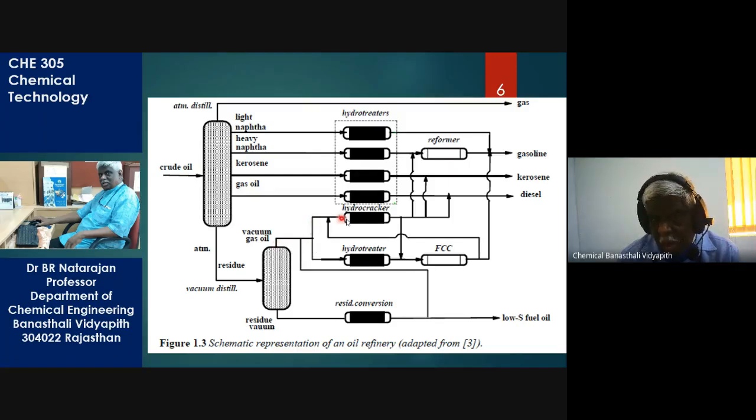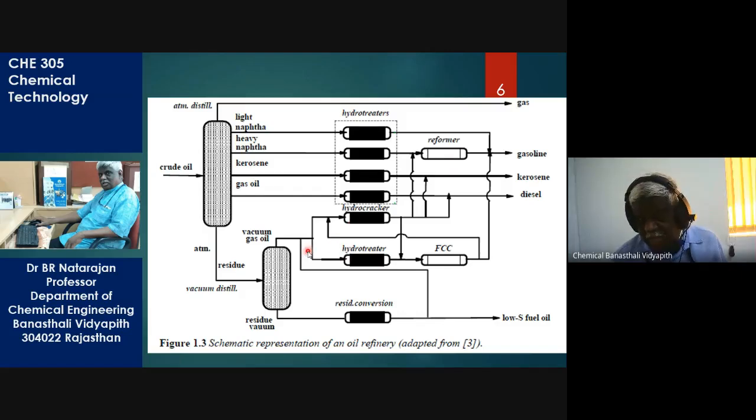Then this vacuum gas oil also will undergo hydrocracking, right? And this goes to hydrocracking, not hydrotreating. So you can see that for all the main fractions from the atmospheric column, the very first step is hydrotreatment. Then only other things like reforming, alkylation will happen, right? So the vacuum gas oil after hydrotreating may undergo fluidized catalytic cracking. To do FCC also you need hydrotreating, because FCC catalyst will not tolerate the heteroatoms. So hydrotreatment is almost mandatory for all the fractions from the atmospheric column and from the vacuum column.